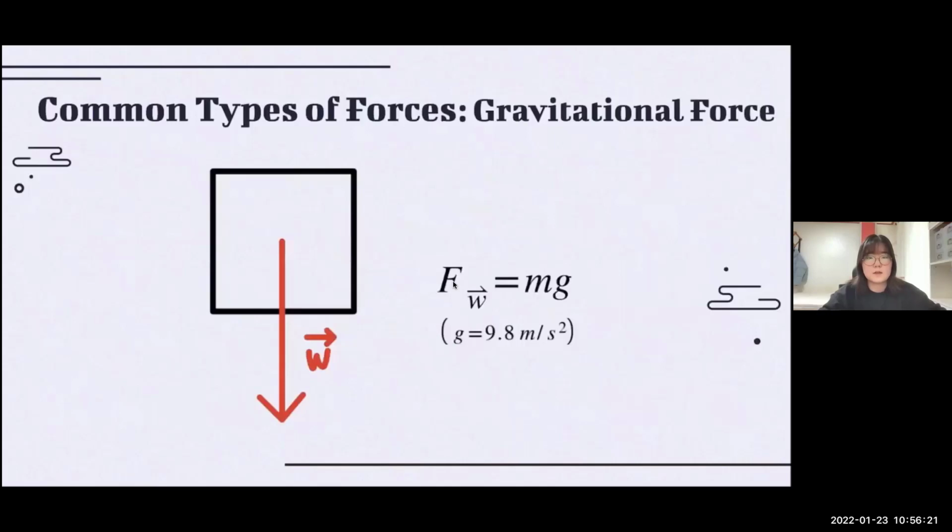So let's take a look at common types of forces around us. The first is the gravitational force, the most common force. As I said before, it is the force exerted by the Earth on an object directly toward the center of the Earth. When an object is freely falling, like when we drop a pencil from the table, recalling F equals ma, the value of acceleration is fixed to g, which has a value of 9.8 meters per second squared.